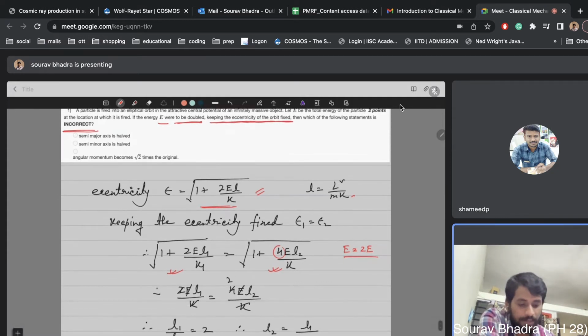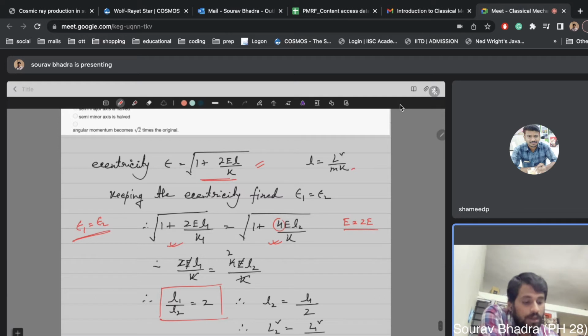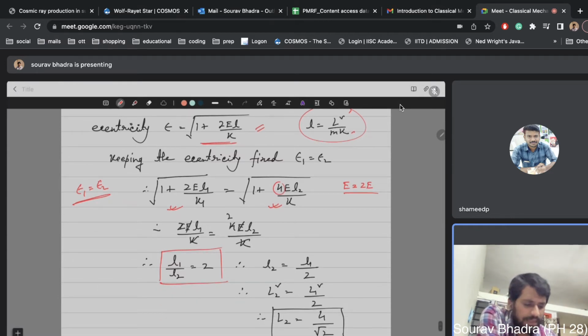So if you calculate according to the question, as epsilon 1 equals epsilon 2, these two are equal, and just equate them, and you will get L1 by L2 equals 2. That means L2 equals L1 by 2. Now if you substitute small l with capital L, which is the angular momentum, you will find L2 is L1 by root 2. So L2 is the angular momentum corresponding to energy 2E, and L1 is for energy E. It is the modified L2 after doubling the energy.